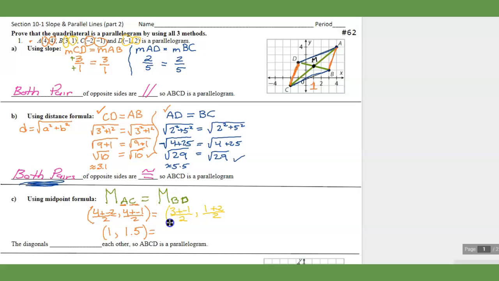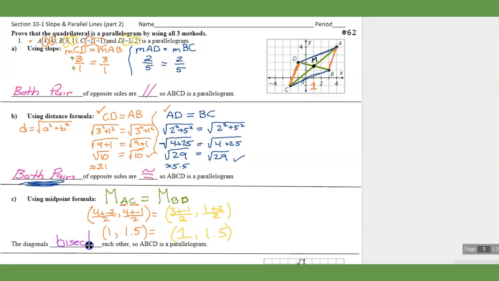And just like before, we can calculate those. So we have 3 plus a -1, 3 minus 1 is 2. 2 divided by 2 is 1. Then we get 1 plus 2, which is 3. So again, we have 3 over 2, which is 1.5. And we have shown the two midpoints are equal to each other. Therefore, the diagonals do bisect one another.